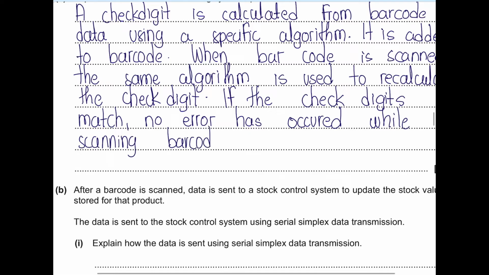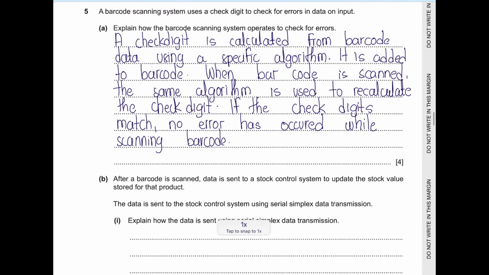Again, a very short explanation. You calculate it first, you add that to it. When you scan it, you recalculate it, and you compare it with the digits.